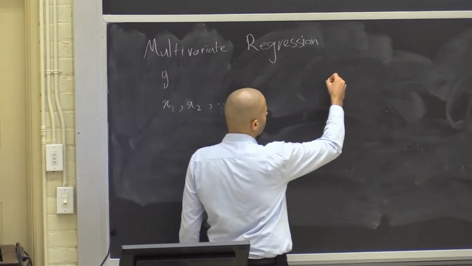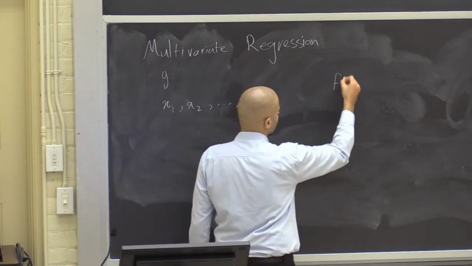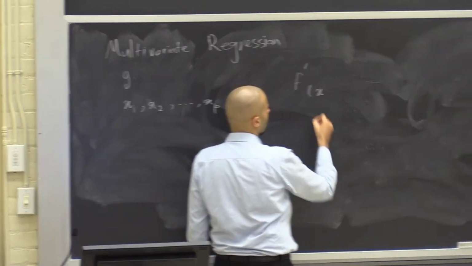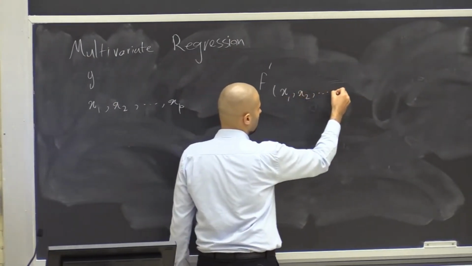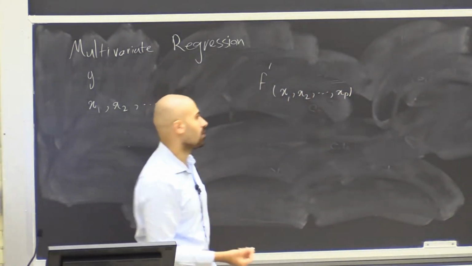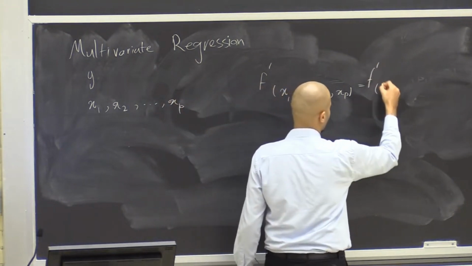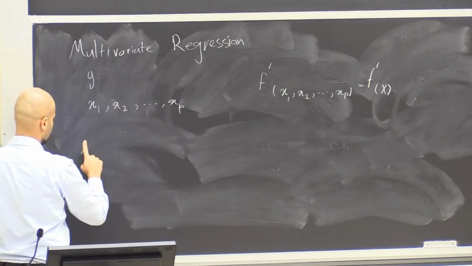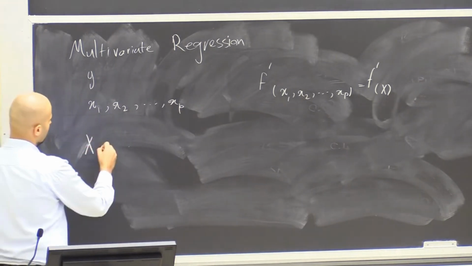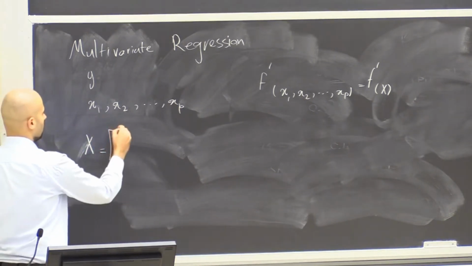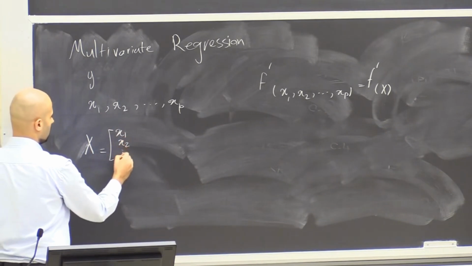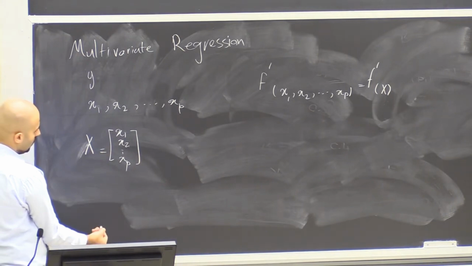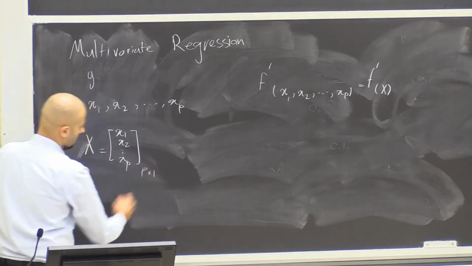What we're going to do is estimate some f hat, and this f hat is not a function of x anymore. It's a function of x1 and x2 all the way to xp. If we want to represent it with a vector, we can say f hat of vector x, where vector x is a column vector, where the first coordinate is x1, second coordinate is x2, and the last coordinate is xp. So it's a matrix with p rows and one column, right?